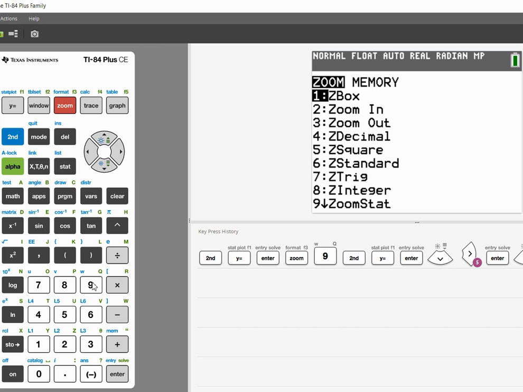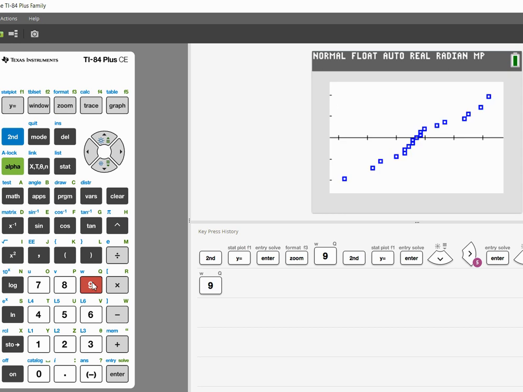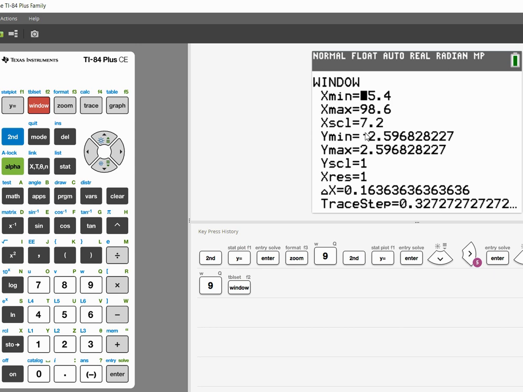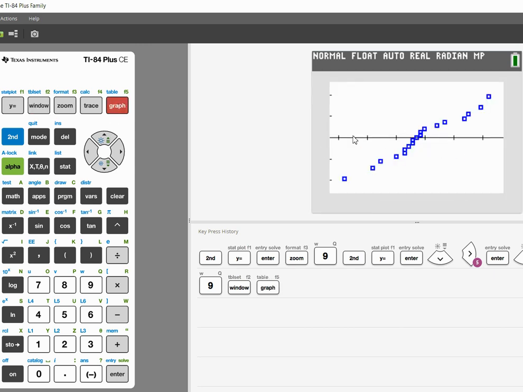Okay, I'm going to zoom 9 it. And there you go. There's my normal probability plot, okay? I'm going to check my window real fast because I want you to see something. These are z-scores, right? The y-axis is now my z-score, okay? So my window in the y direction goes from negative 2.59 to 2.59. It's centered around 0. The x-axis here, or in other words, y equal to 0, is right in the middle. That's the middle z-score, right? That's the mean. That's the center of my distribution.